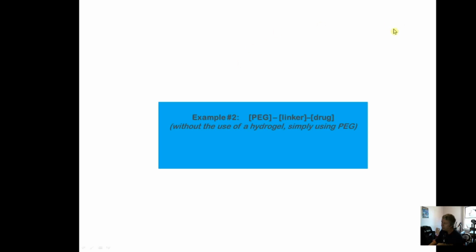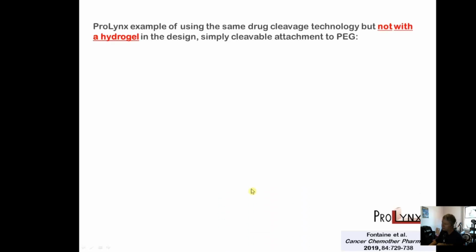But they're simply attaching the drug via a linker. So without using a hydrogel, they're just using PEG. And the only issue is it's a shorter term drug release. You can't do this for like a year. This might be a week of drug release. So the half-life is about 7 to 10 days.